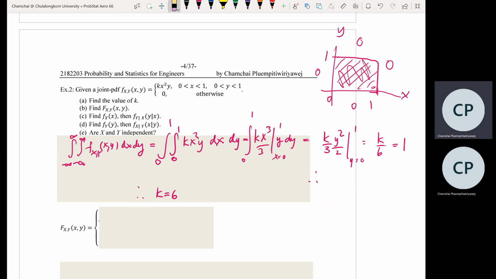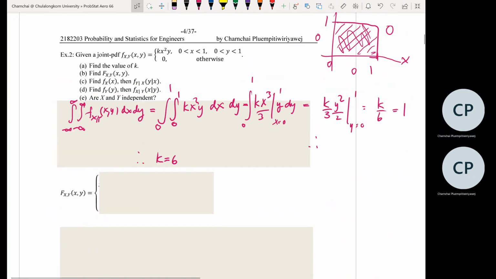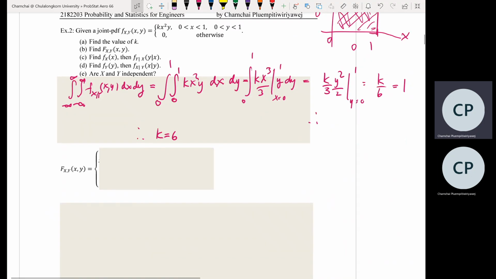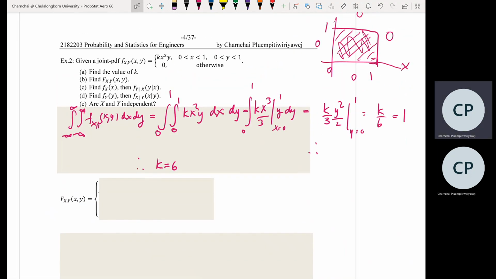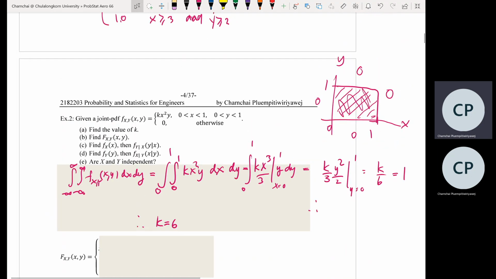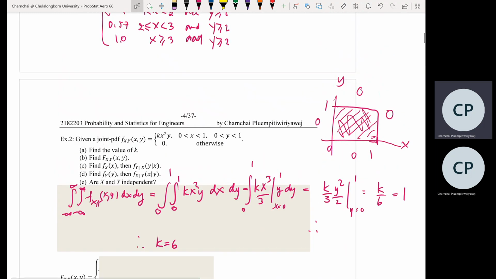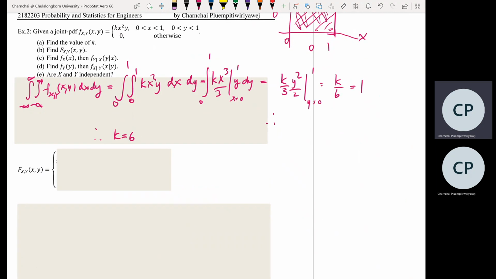All right, so k is equal to 6. That's pretty much it for the k. Now let's take a look at the CDF. How do you integrate the joint CDF? You need to know that it has some value from 0 to 1. So it depends.